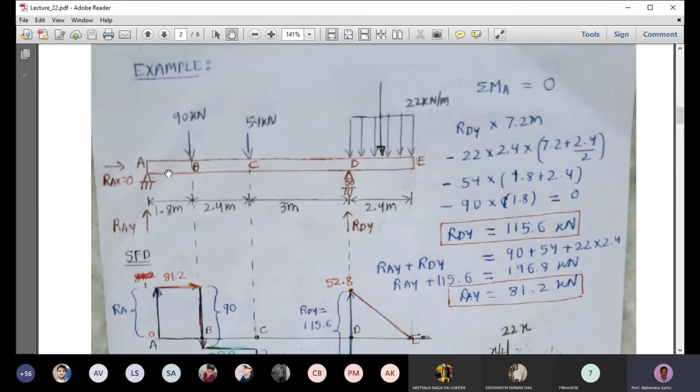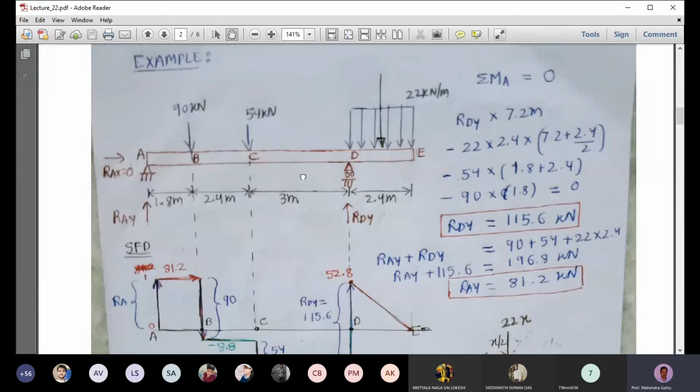In this example, we have a beam with an overhang. On the overhang, there is a distributed load of 22 kilonewton per meter acting in the downward direction. At point B, which is at 1.8 meters from the left edge, we have a force of 90 kilonewton. At point C, which is at 1.8 plus 2.4 meters from the left edge, we have 54 kilonewton acting in the downward direction. We are asked to draw the shear force diagram and the bending moment diagram.